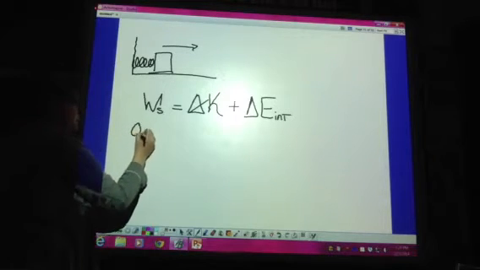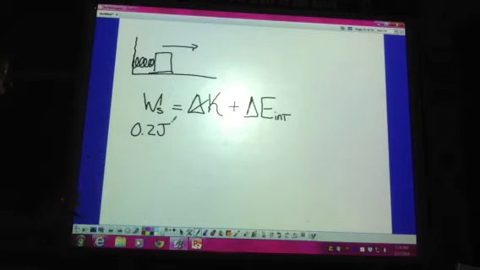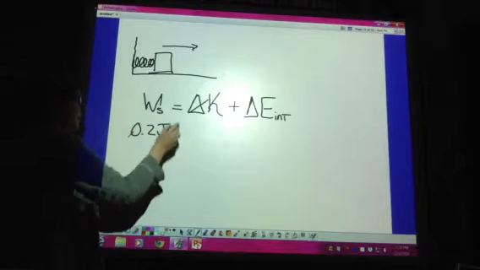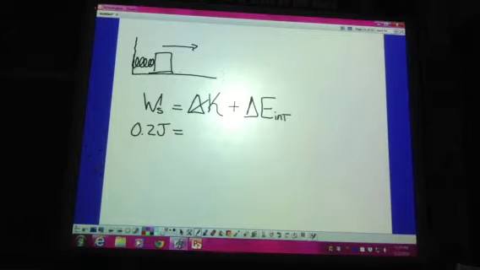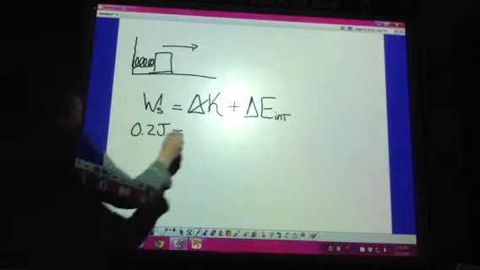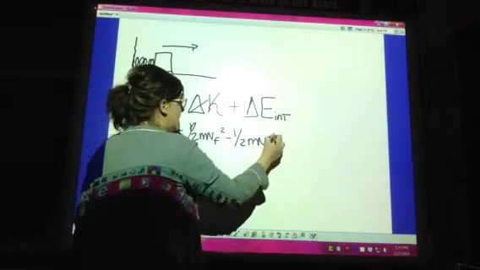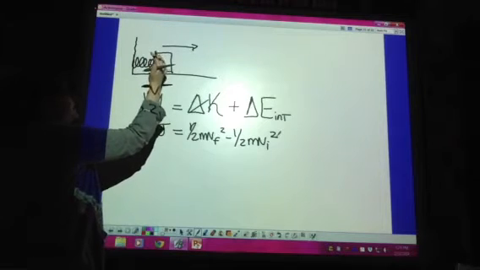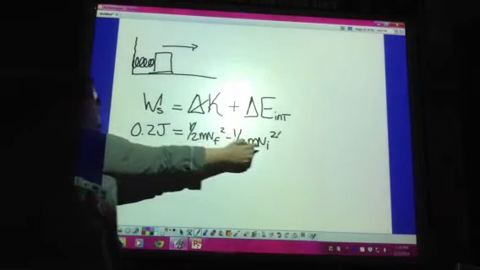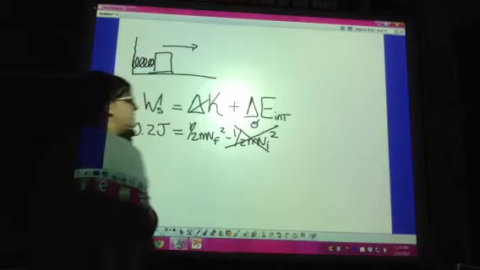So my work done here by the spring on the block, we actually already found that in part A. We found that to be 0.2 joules, because remember we just compressed the spring with this block and it didn't change from problem A to this problem. So we can just go ahead and write that one here. Our delta K, our change in kinetic energy, is 1/2 m v final squared minus 1/2 m v initial squared. Well, after we've compressed the spring, before I let this go, the block is at rest. So its initial velocity must be 0, so that term is out.